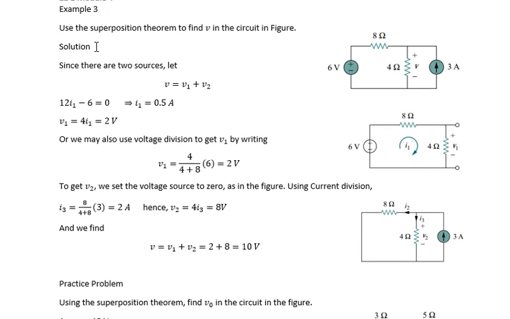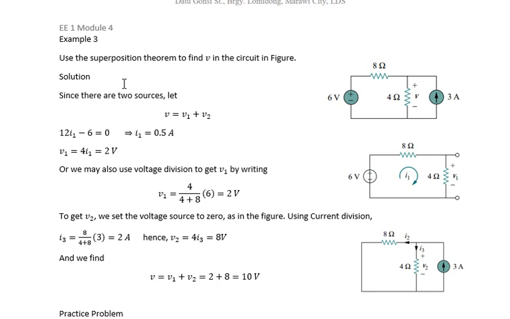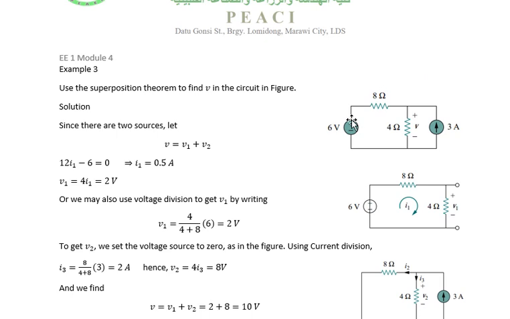So for example number 3. We have here, use the superposition theorem to find V in the circuit in figure this one. Okay, so we have here solution. So as you can see here, this circuit has two sources. We have here the source voltage, which is 6 volts, and the current source, which is the 3 ampere.